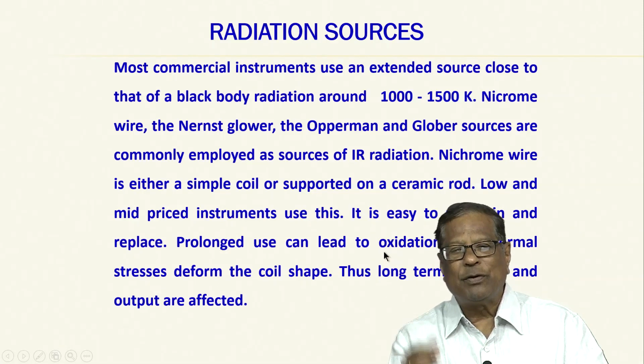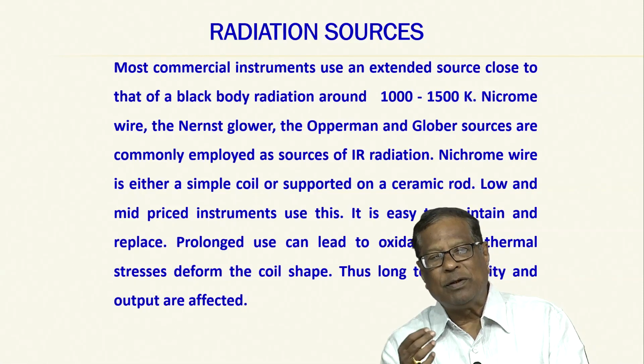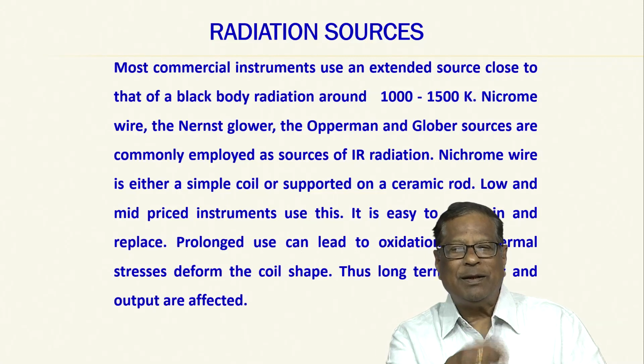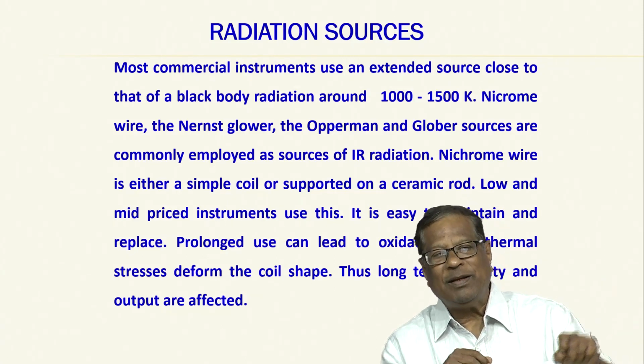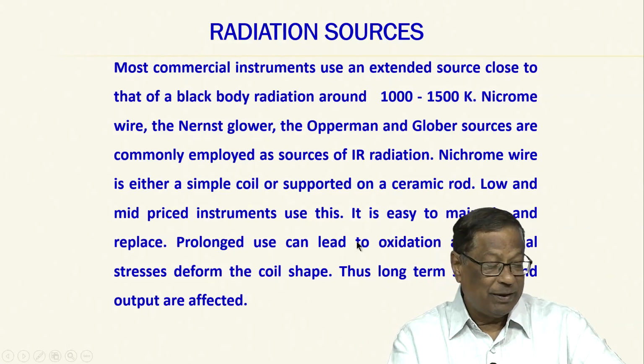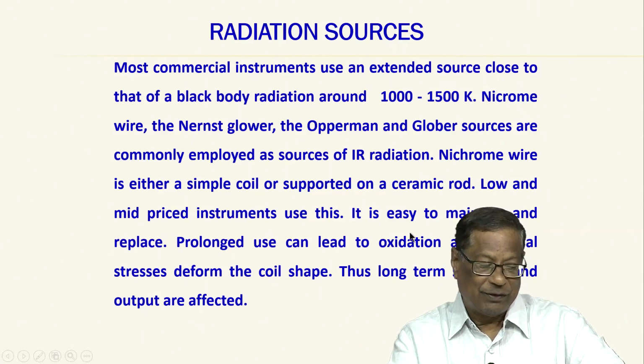But quite often these are all very simple. You can buy a huge coil of about 10 foot, and whenever it gets cut, you just go there, replace the wire, refix it and then start reusing. That is the nichrome wire for you as an IR radiation source.